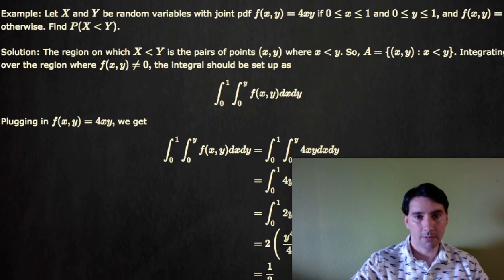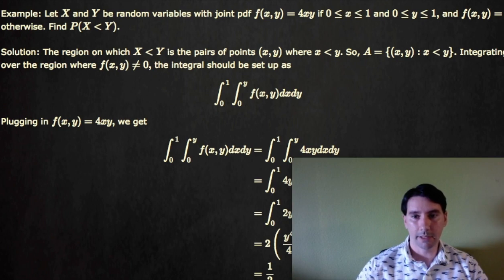Now let's let x and y be random variables with a joint PDF, f of xy equals 4xy, for 0 less than or equal to x less than or equal to 1, and 0 less than or equal to y less than or equal to 1. And f of xy is 0 otherwise. We want to find the probability that x is less than y.